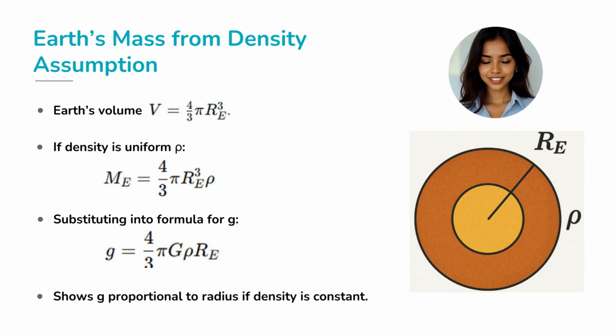In simple words, bigger planets with the same density would have stronger surface gravity. That's why Jupiter pulls so much harder than Earth.